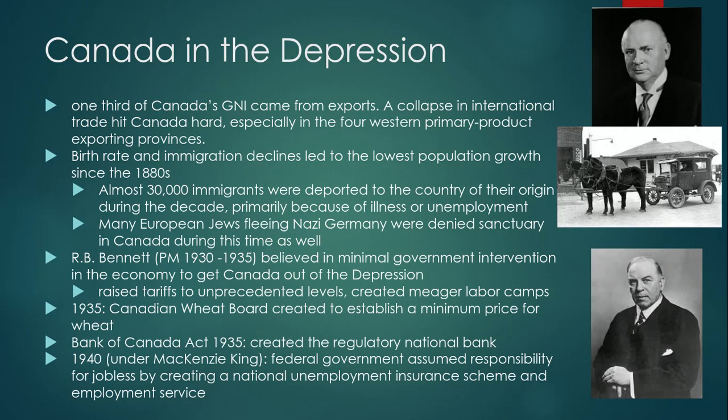Immigration dropped from 169,000 in 1929 to only 12,000 in 1935. So small numbers are moving into the country. There was also immigrants deported. Almost 30,000 were deported to the country of their origin during the decade, primarily because of illness or unemployment.